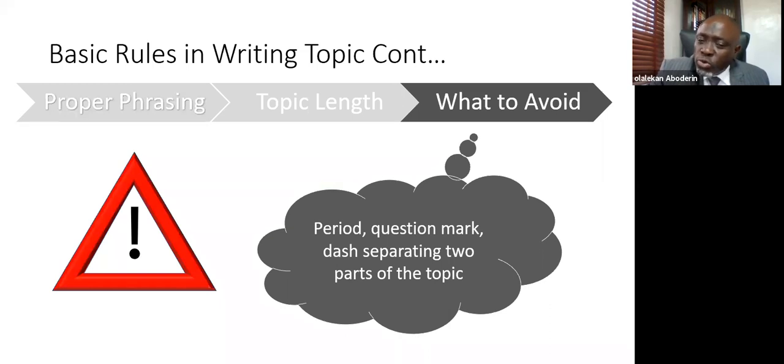Then there are cases where a topic has two parts. In separating the two parts, you don't use a hyphen or dash. A hyphen can be used if you are writing compound words in your topic. But a hyphen or dash is not to be used to separate two parts of a topic. That is not the convention. So while writing a topic that has two parts, use a colon. Some conventions allow a semicolon, but the common one is the colon. So we pay attention to that to ensure that our topic will conform with best practice.